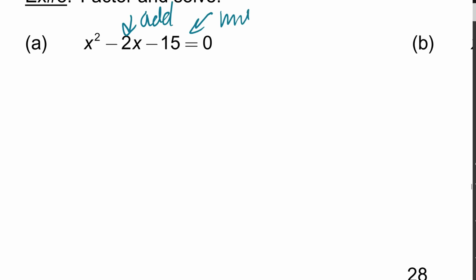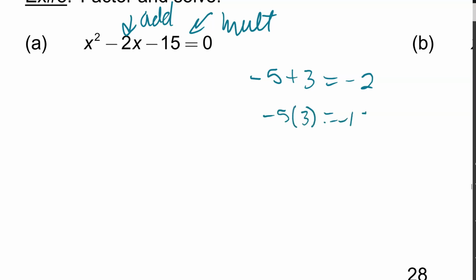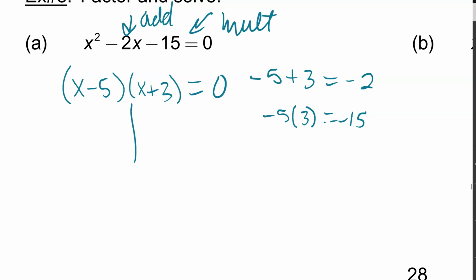and multiplies to negative 15? Wait, I thought we have to do the other method. That's just negative 15 then, because that's only for coefficients other than 1. Yeah. Adds to negative 2, multiplies to negative 15. Yeah, negative 5 plus 3 is negative 2, and negative 5 times 3 is negative 15. Cool, so that works out. So I'll have x minus 5 and x plus 3 equals 0. And then to solve, you set each factor equal to 0.